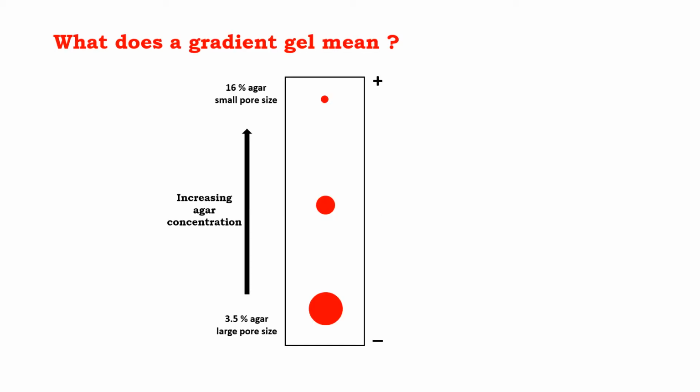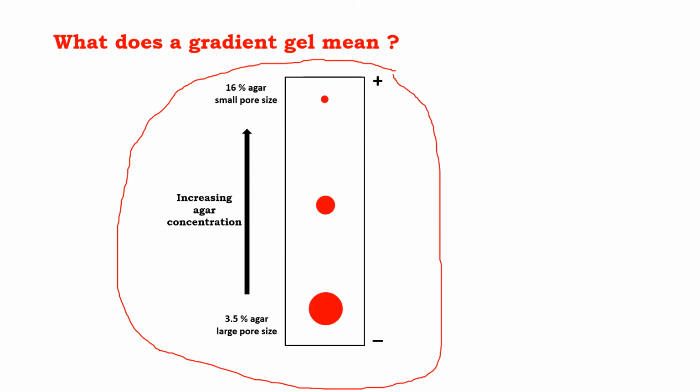So basically, this is just a pictorial representation of what a gradient gel actually means. You can see that the concentration of the agar at one end is lower as compared to the concentration of the agar at the other end of the gel. So this is what a gradient actually means, and this increase in concentration of agar changes in a uniform manner from a low concentration to a higher agar concentration.